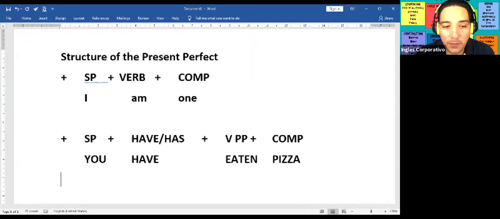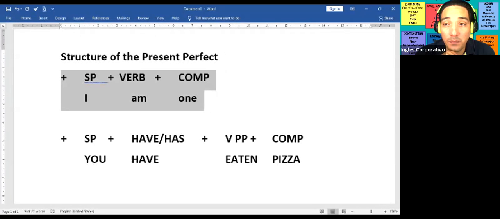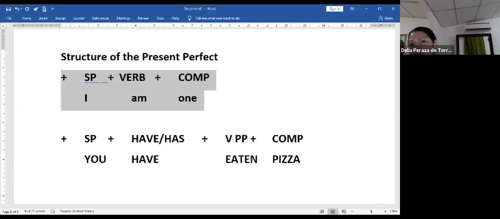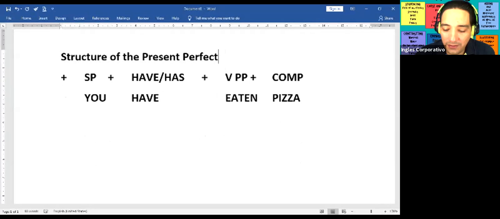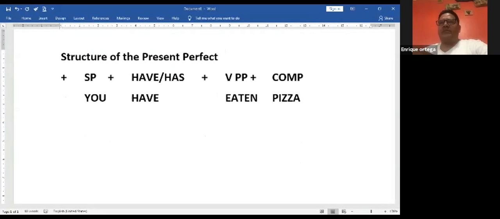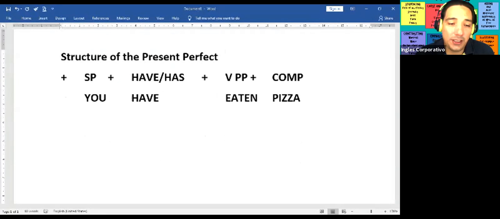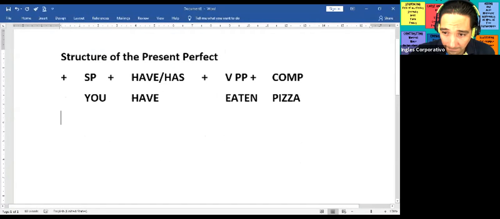Okay, so if that's present perfect, what is this? That's present simple. I am one. Just so you know. Yep, very good. Just be careful. Present perfect. So have, has, verb in past participle, and then the complement. Okay, thank you, Amilcar. Great job.